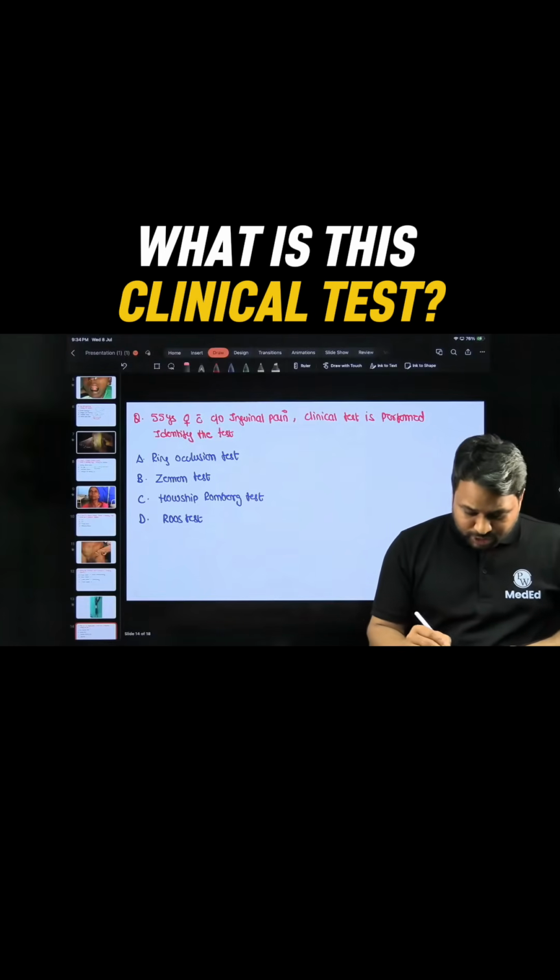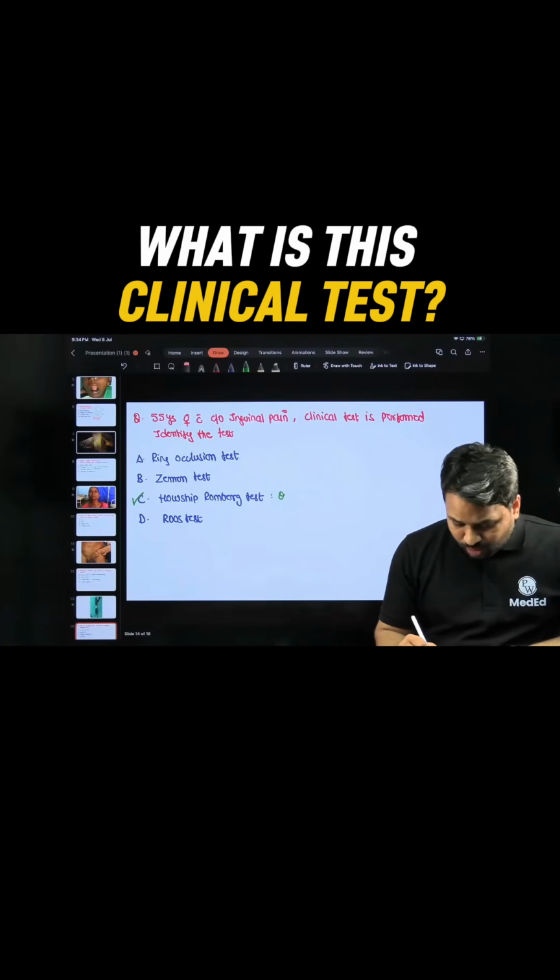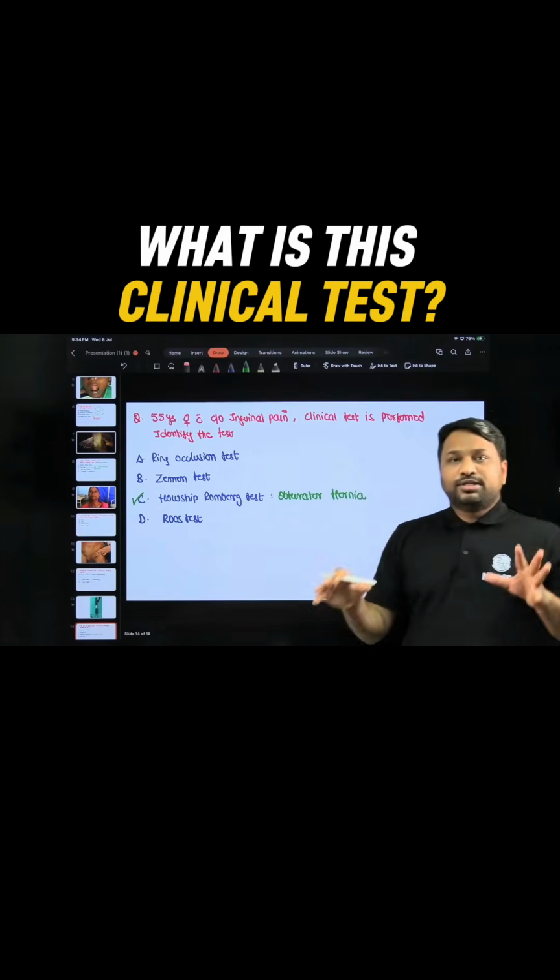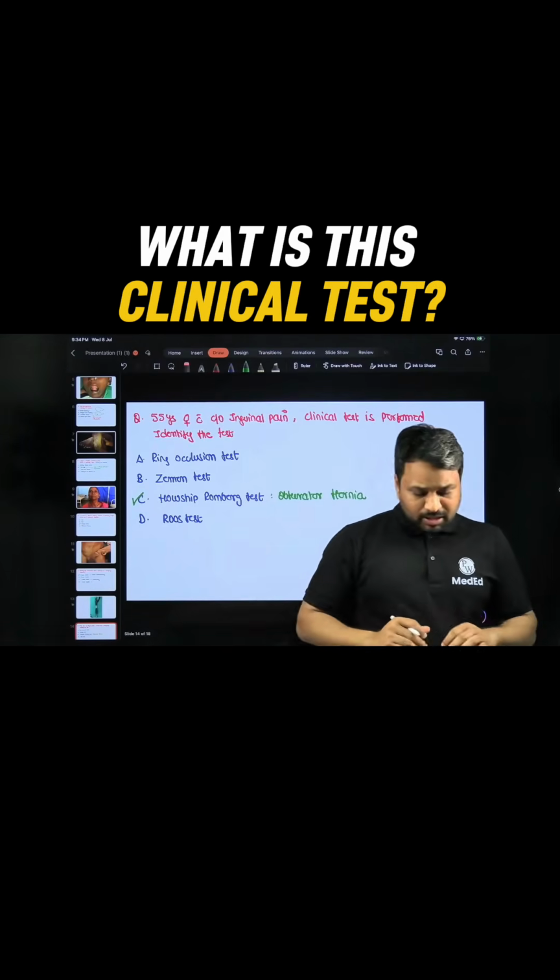This is your Howship-Romberg sign, which is seen in obturator hernia. Right? So this is your Howship-Romberg sign, and this is what we call your obturator hernia.